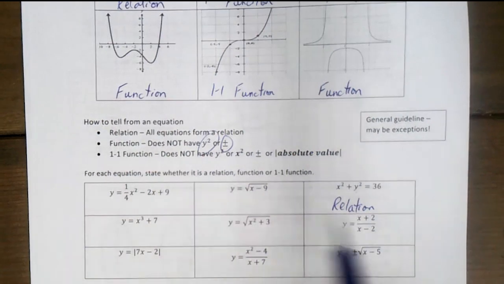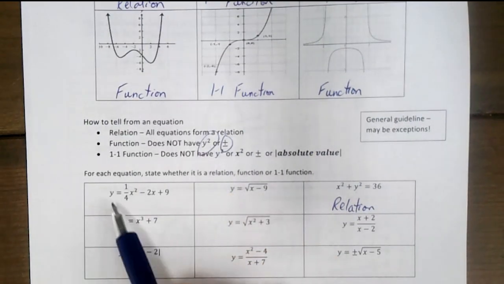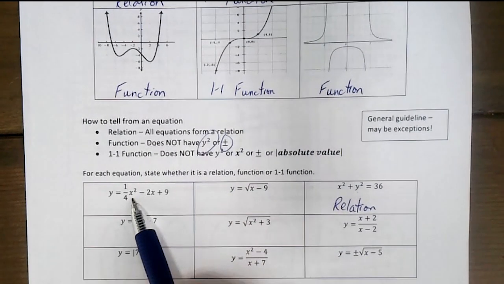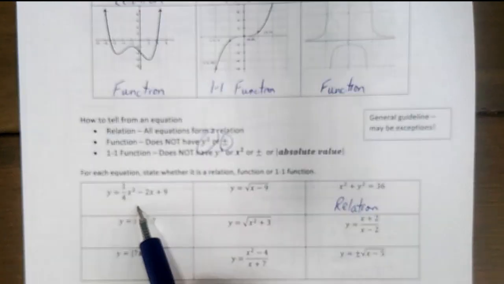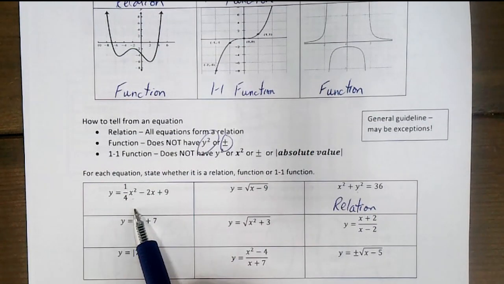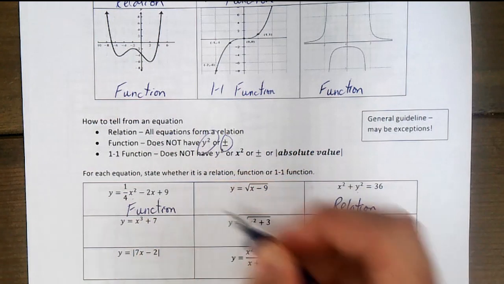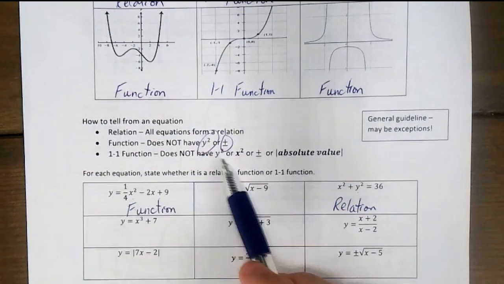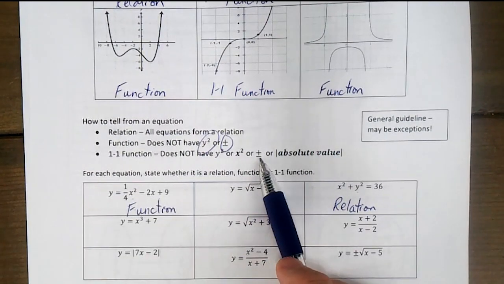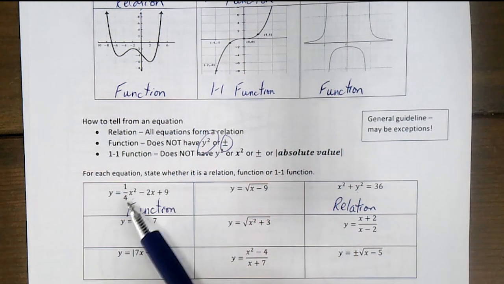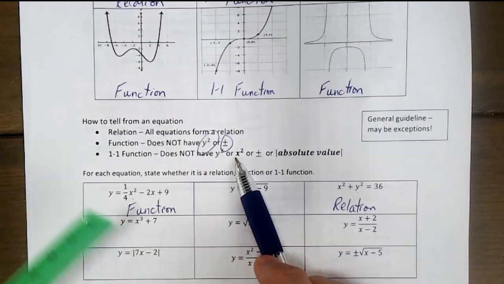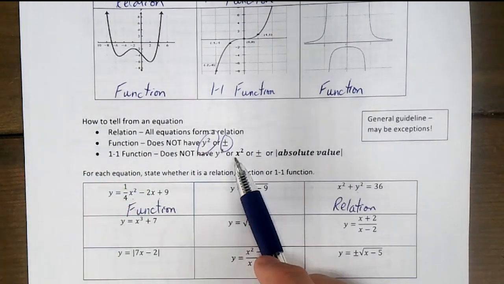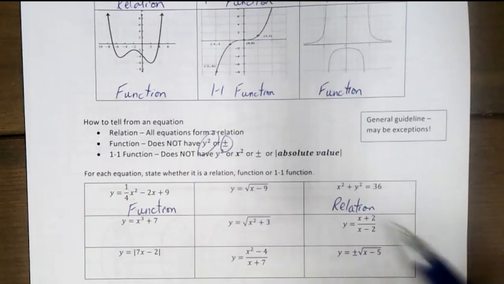To be a function, it can't have either of those. So this one has x squared, but that's okay. There's no y squared, there's no plus minus, so this is a function. To check if it's a one-to-one function, we look for any x squareds, plus minus, or absolute value. This has an x squared, so it fails the one-to-one function. It's just a normal one.